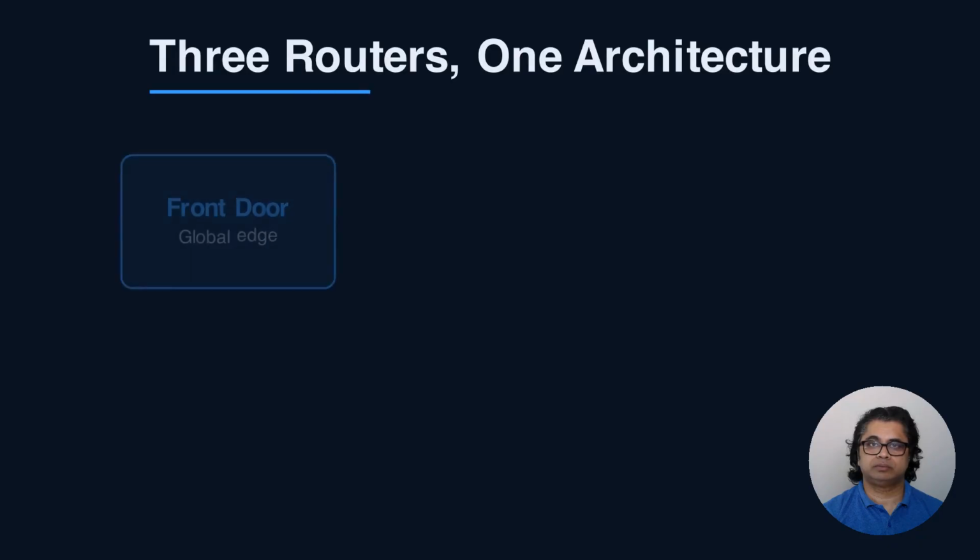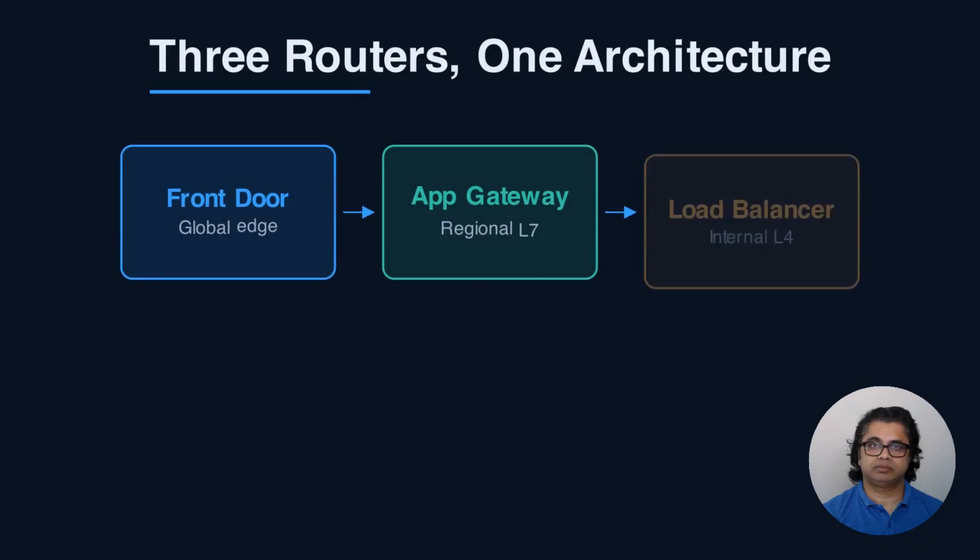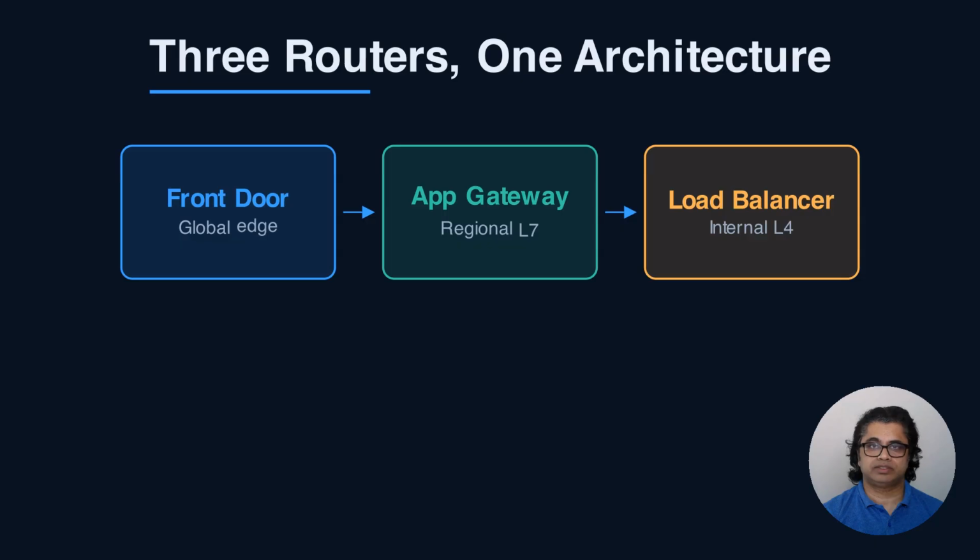Azure gives you 3 load balancing services that people constantly confuse, and picking the wrong one means either paying for features you don't need or fighting limitations you can't escape. In this video, we build one realistic stack end-to-end, a global web application that needs edge routing, regional web application firewalling, and internal traffic distribution.